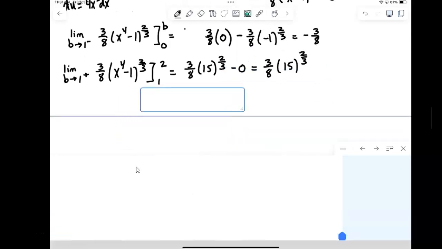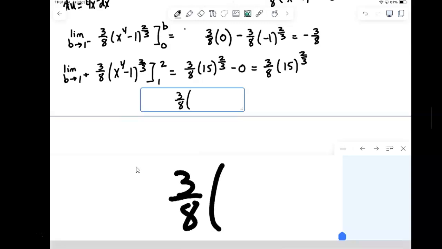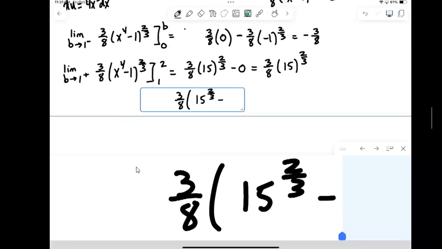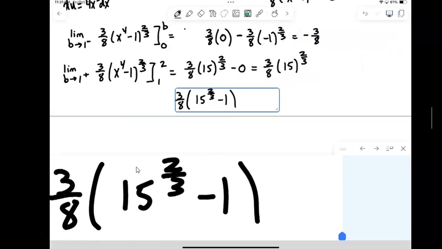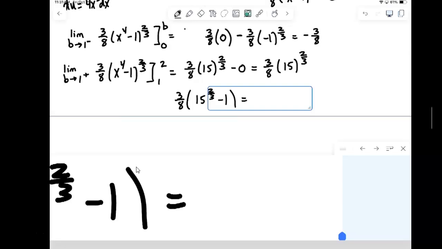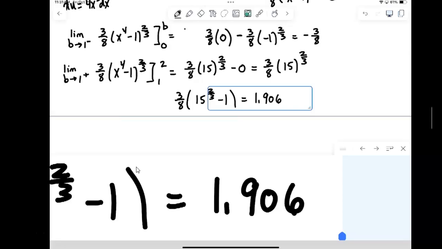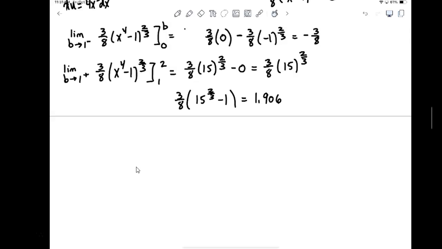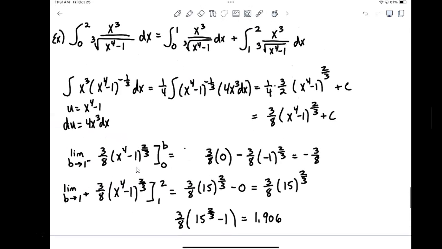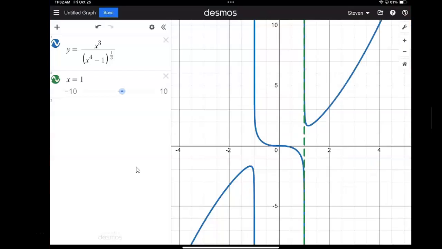And so putting it all together, we can factor out that 3/8, and we have 15 to the 2/3 minus 1. Factoring out 3/8, that's our exact answer. And then we can just approximate that as about 1.906, rounding off. And so here we've done, in this case, a definite integral that actually did pass through a vertical asymptote, is what we actually ended up doing here.